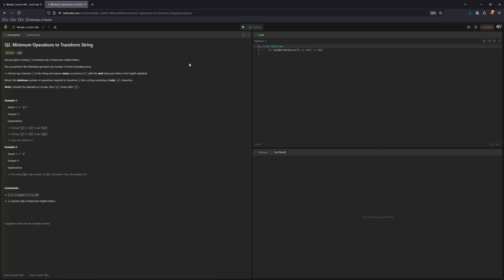All right. Minimum operations to transform string. You're given a string S consisting only of lowercase English letters. You can perform the following operation any number of times, including 0. Choose any character C in the string and replace every occurrence of C with the next lowercase letter in the English alphabet. Okay. Return the minimum number of operations required to transform S into a string consisting of only a. All right. Got it.